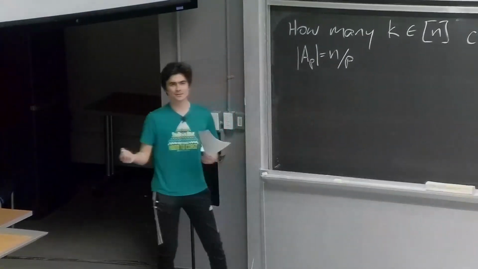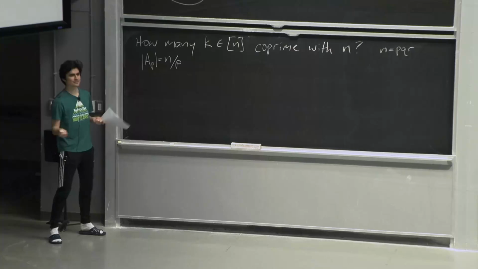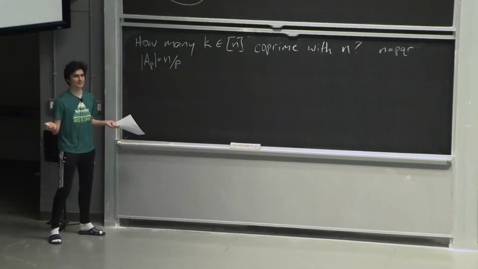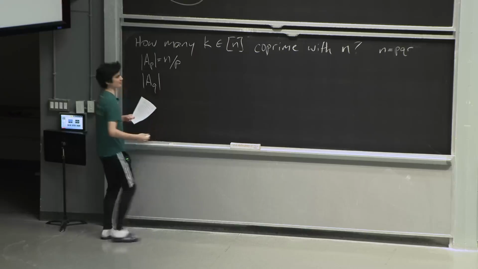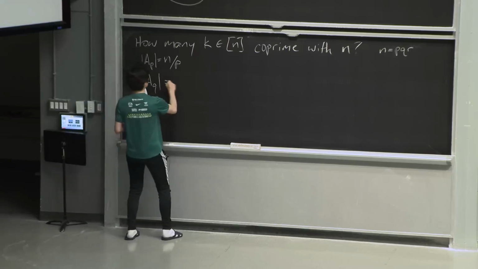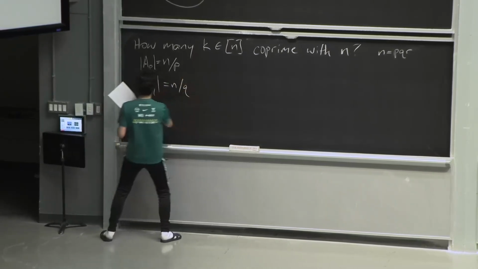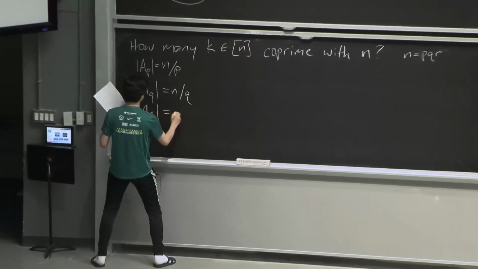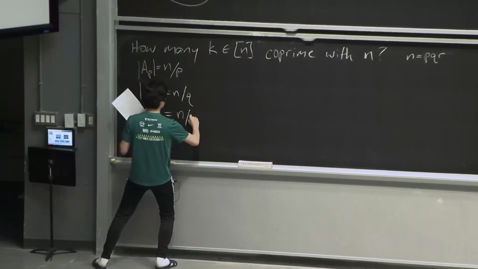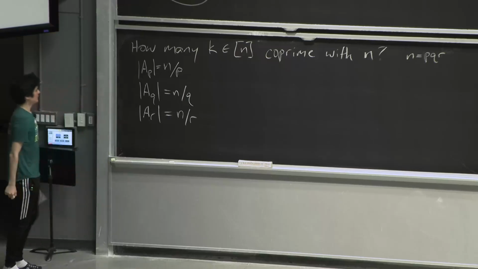What about the things that share a factor of q? Same thing, right? So similarly, we can define A sub q to be the set of numbers that share a factor of q. And then we've got this. And similarly, A sub r is going to be the set of things that share a factor of r.